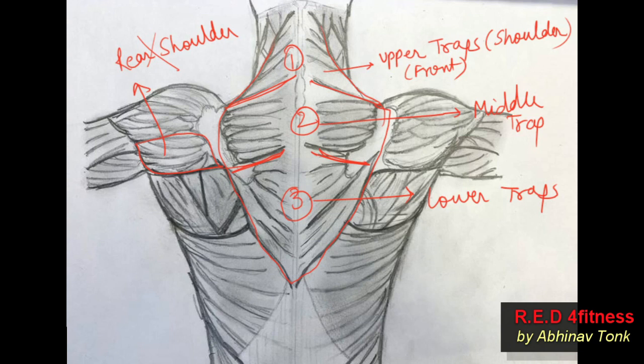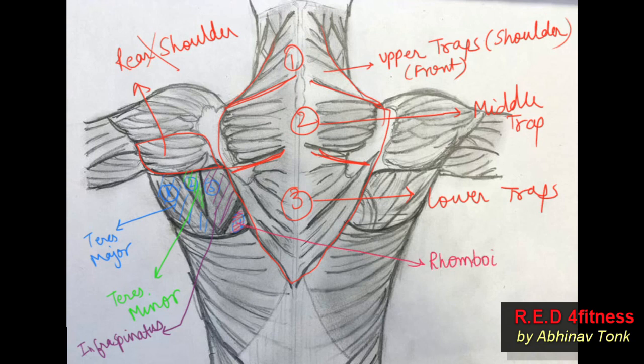Now there are four small muscles towards the outer side. This is the first one, this is second, this is third, and this is fourth. The first one is known as teres major. This particular portion is known as teres minor, and this is infraspinatus. This small portion is known as rhomboids. Although a very small portion of the rhomboid muscles is visible on the superficial level, the maximum portion lies beneath the trapezius muscles. So rhomboid muscles are part of the back muscles.